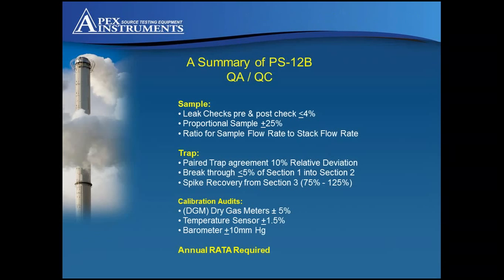So just from a summary of the QA/QC, trying to boil it all down and make it simple, we have pre and post leak checks that have to be less than 4% of your sample rate. Proportional sampling has to be plus or minus 25% of your ratio. Your traps, paired trap agreement, 10% relative deviation.